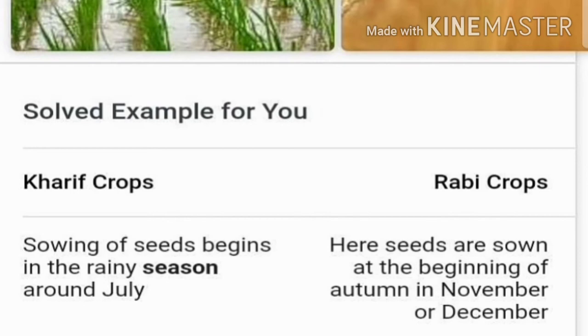In Kharif crops, harvesting is done in September or October. In Rabi crops, harvesting happens in June to July. For example, rice, maize, bajra are the examples of Kharif crops and wheat, mustard, peas are the examples of Rabi crops. I hope you understood today's topic. In the next video, I am going to explain about the healthy crops.